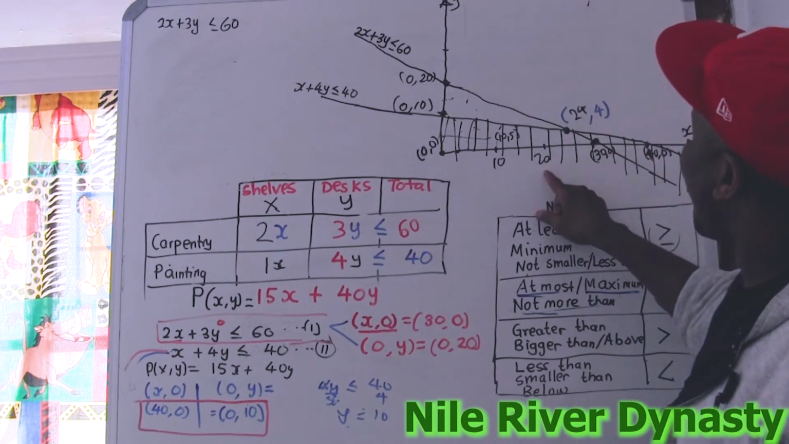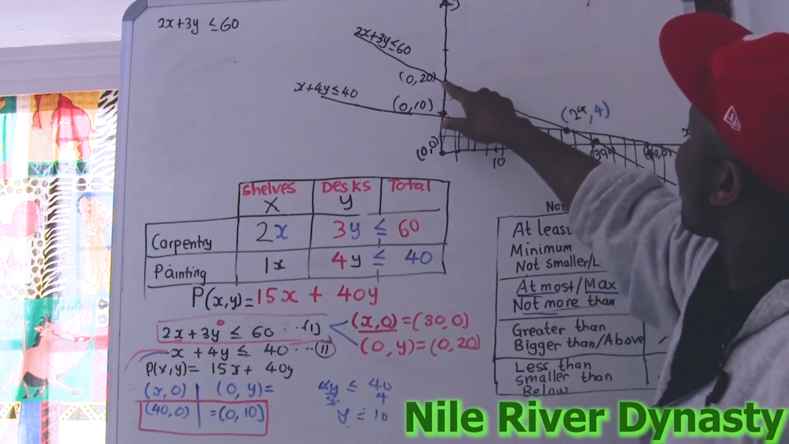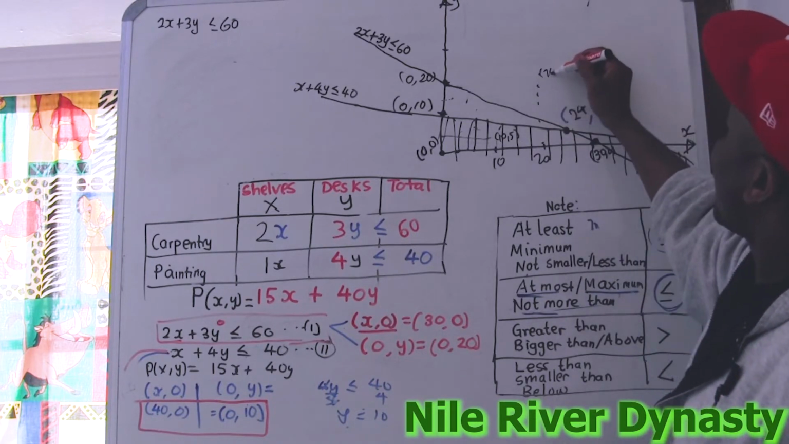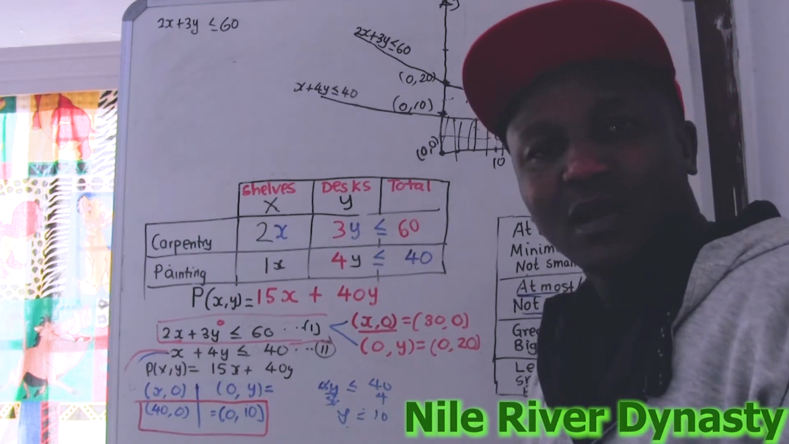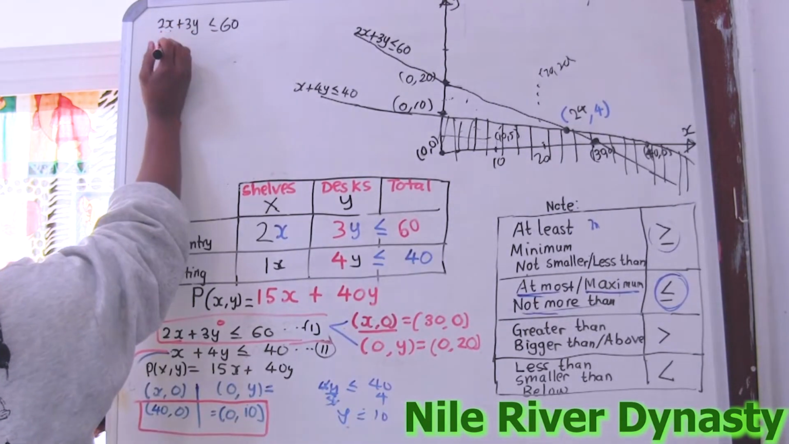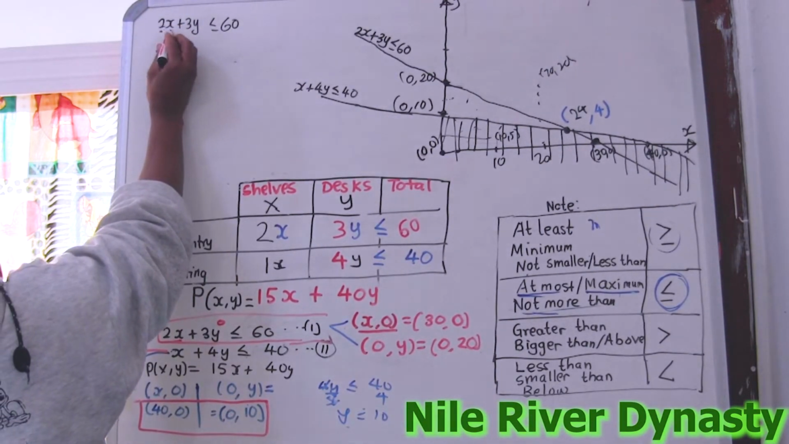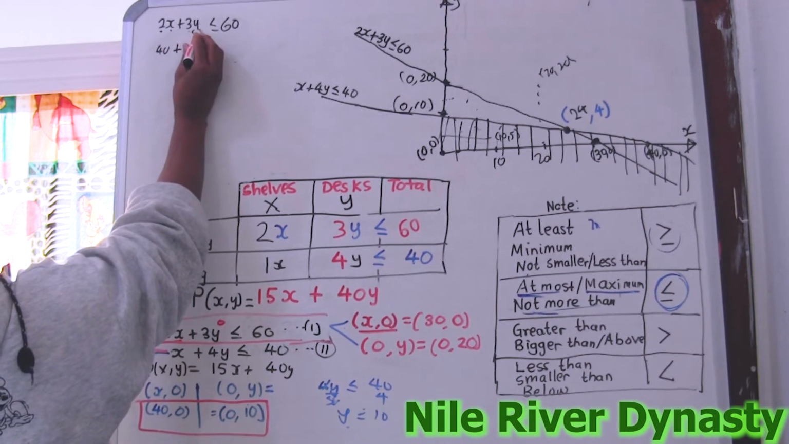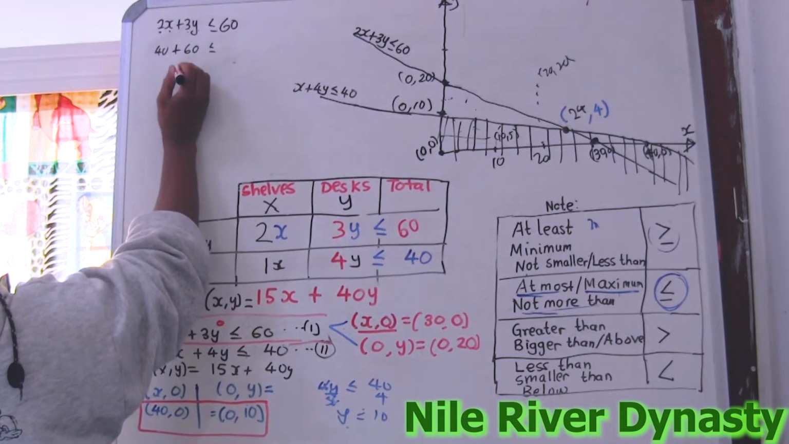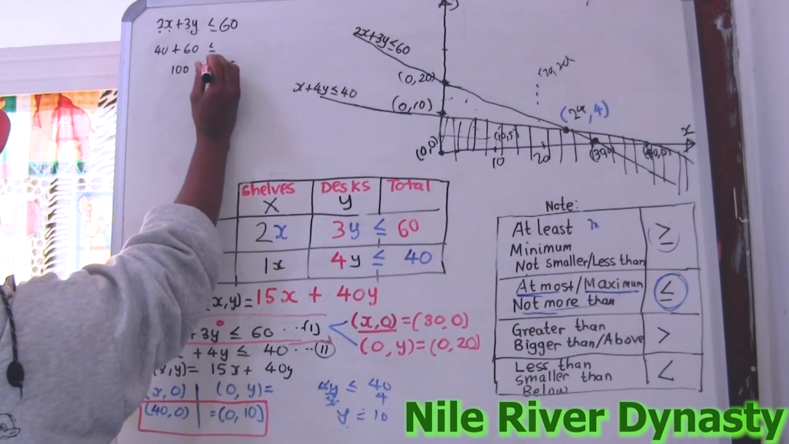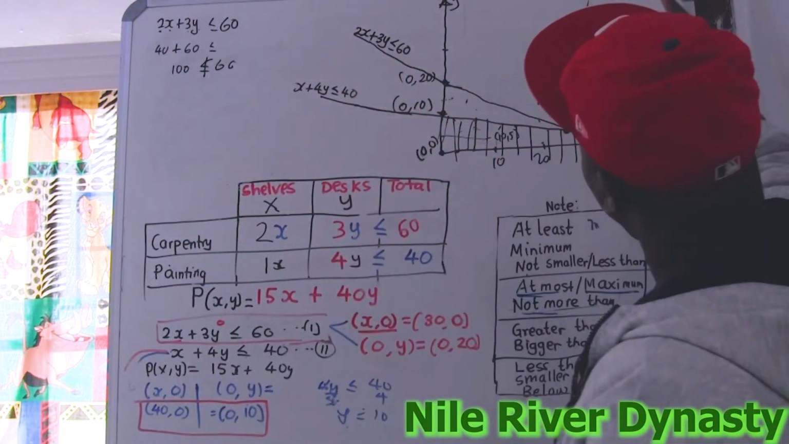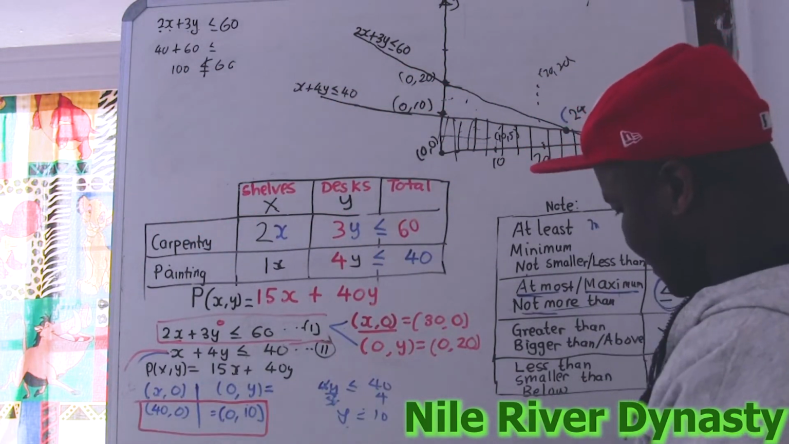So a point here could be, let's say, x equal to 20 and y equal to 20, because look, this is 20 and this is 20. Let's see if it's going to give us true or not. So 2 times 20 equals 40, plus 3 times 20 equals 60. So we want to see if this, which is 100, is less or equal to 60. Is it true? No, it's not true. So it means we don't shade on top, we shade the bottom.